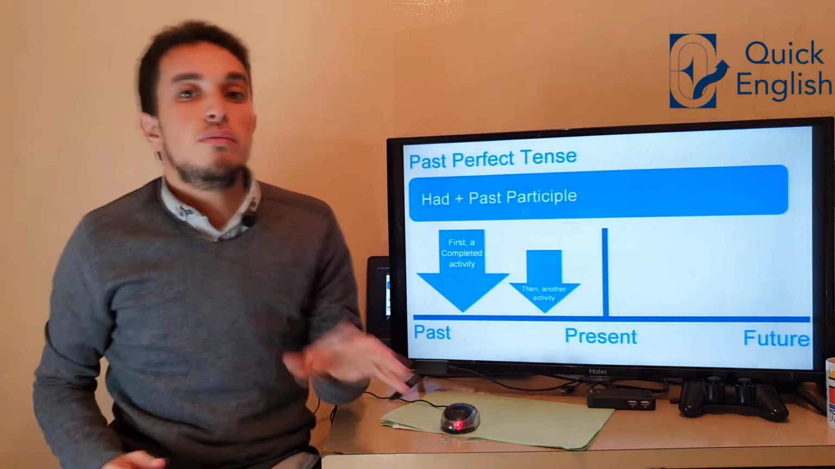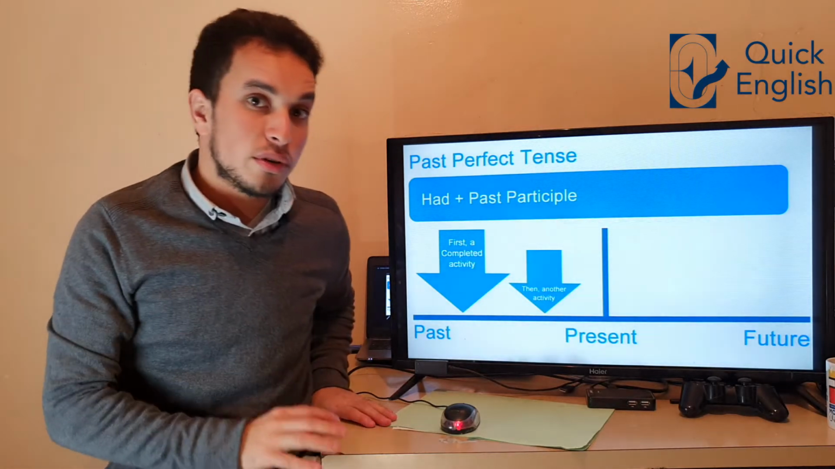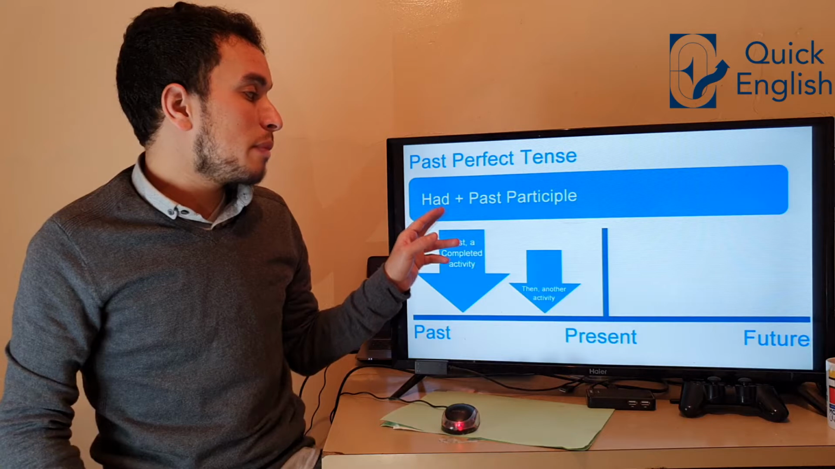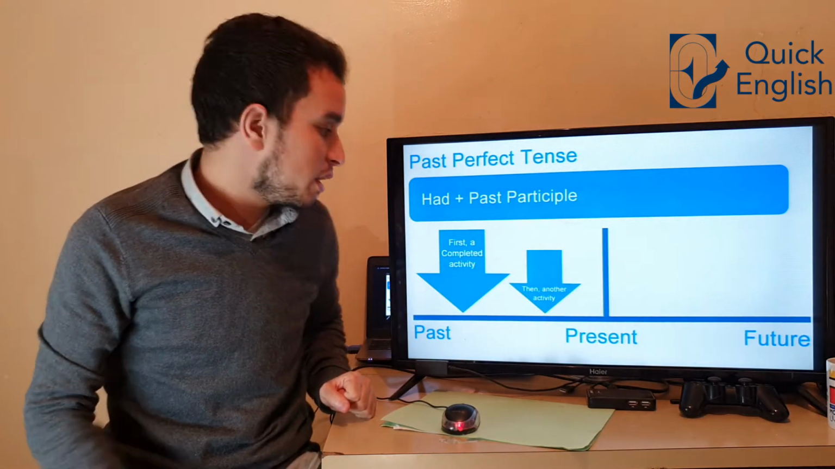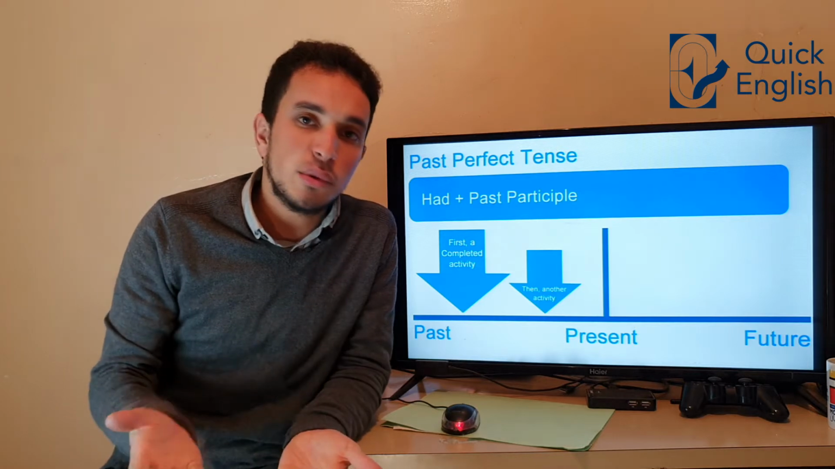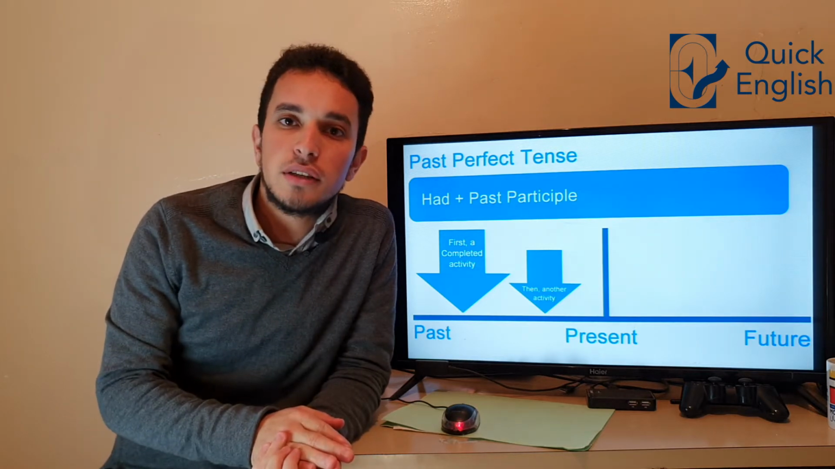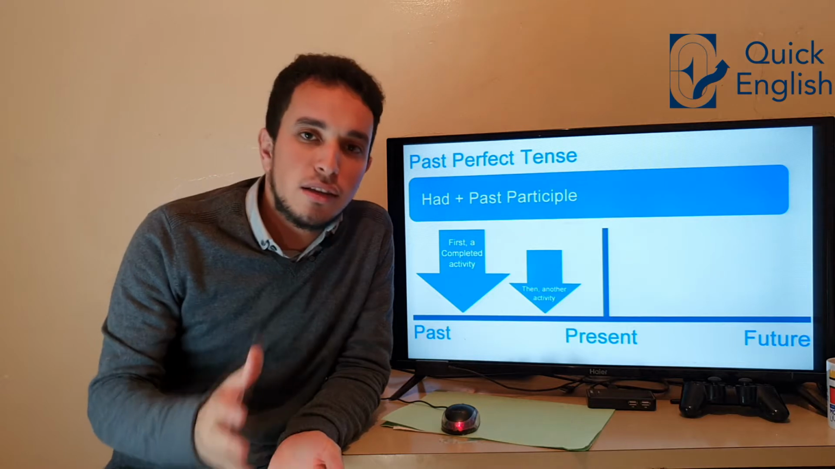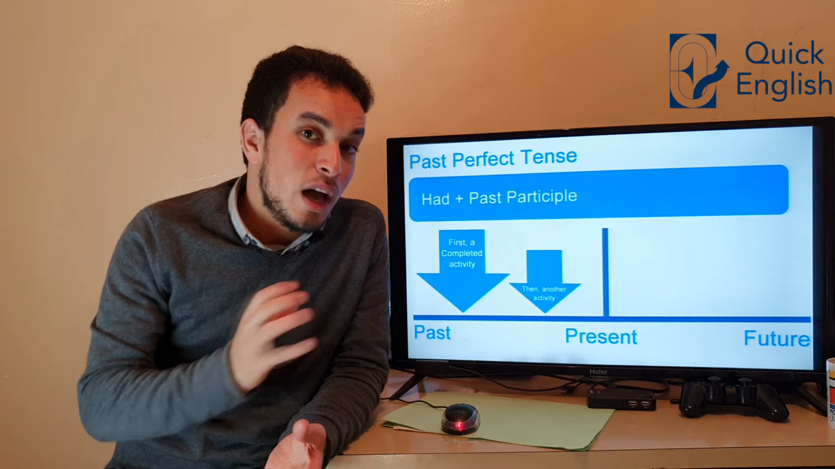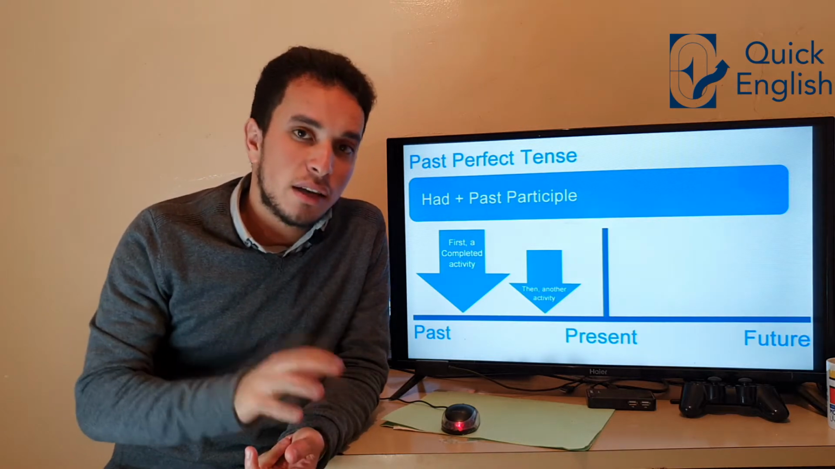Now moving to something very, very important, which is the use of the past perfect. As you can see here, this is the form: had plus past participle of the verb. So why do we need the past perfect tense, since we have the past simple? Most students imagine that the past perfect is a little bit complicated, but I'm going to show you today that it's not that complicated, okay?